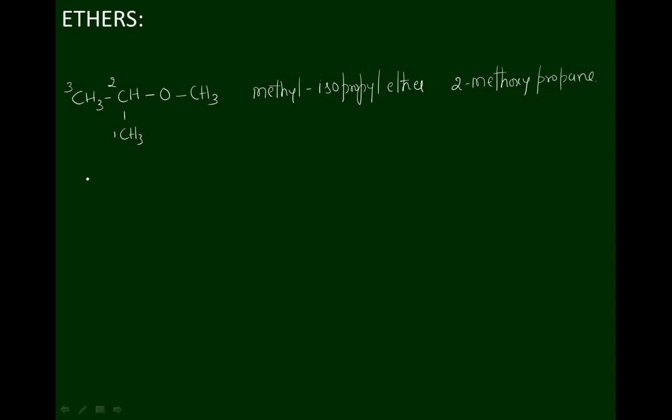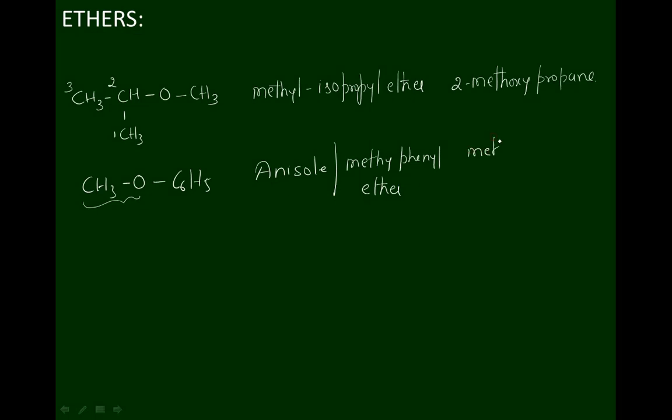Now CH3OC6H5. The common name is anisole, or it is also represented as methyl phenyl ether. The smaller group should be linked to the oxygen atom, therefore it is methoxybenzene. Methoxybenzene.